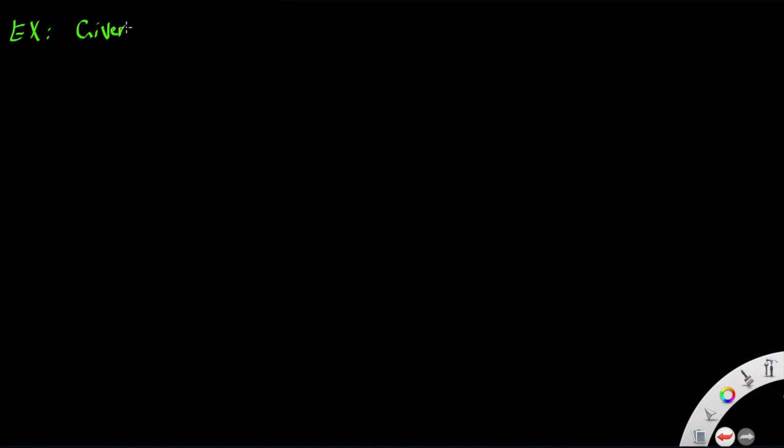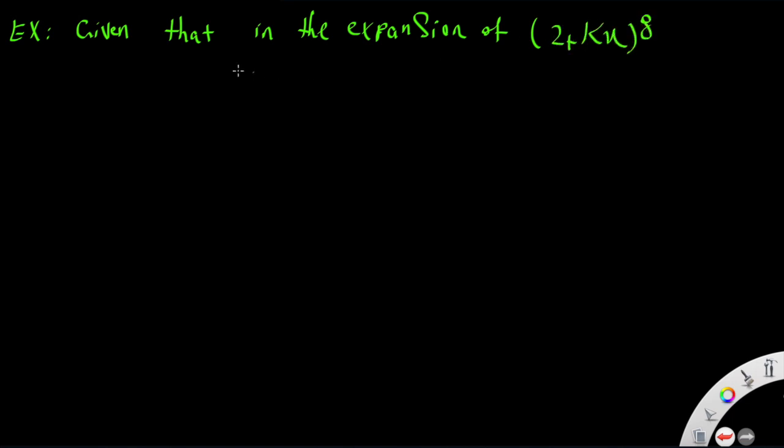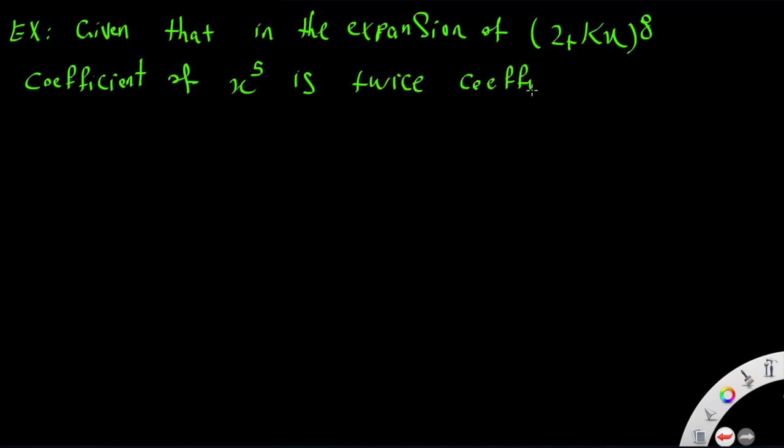Given that in the expansion of (2 + kx) to the power of 8, the coefficient of x to the power of 5 is twice the coefficient of x to the power of 4. Find k.